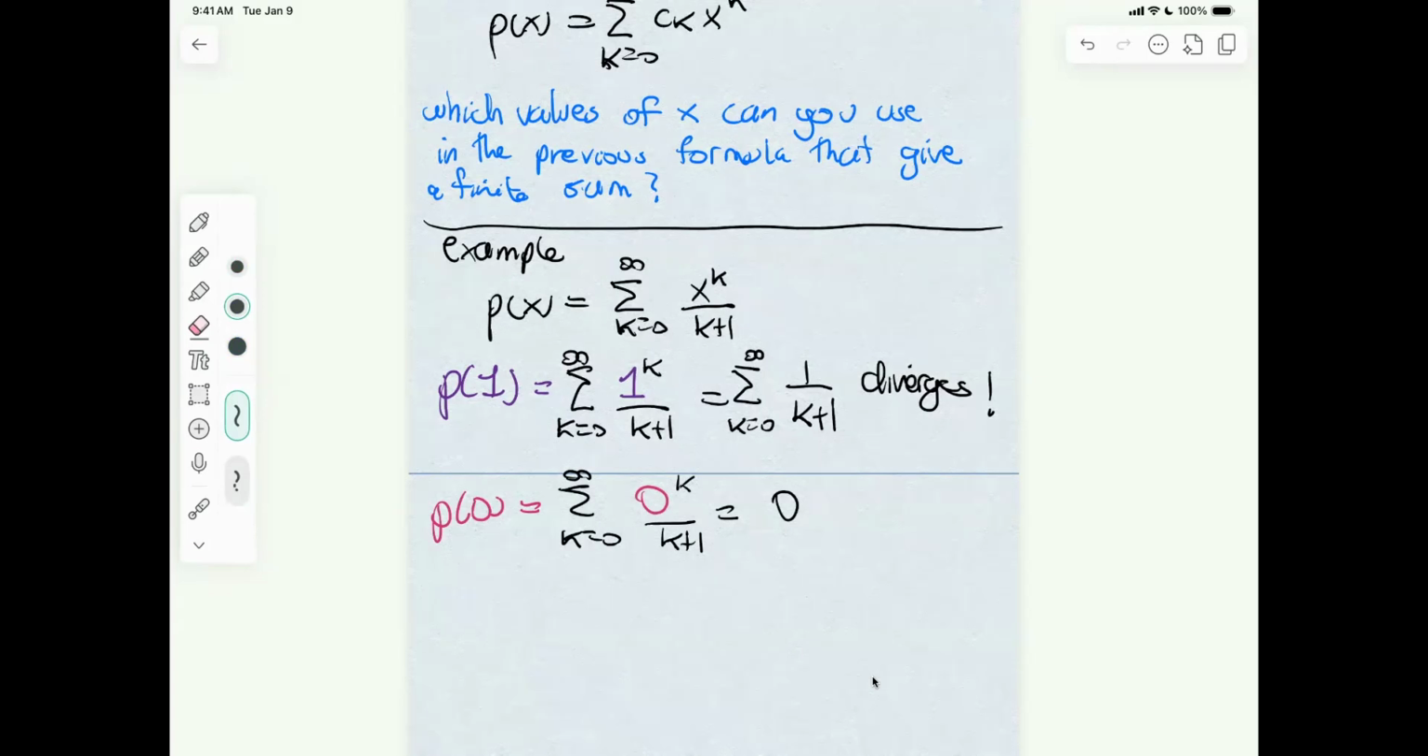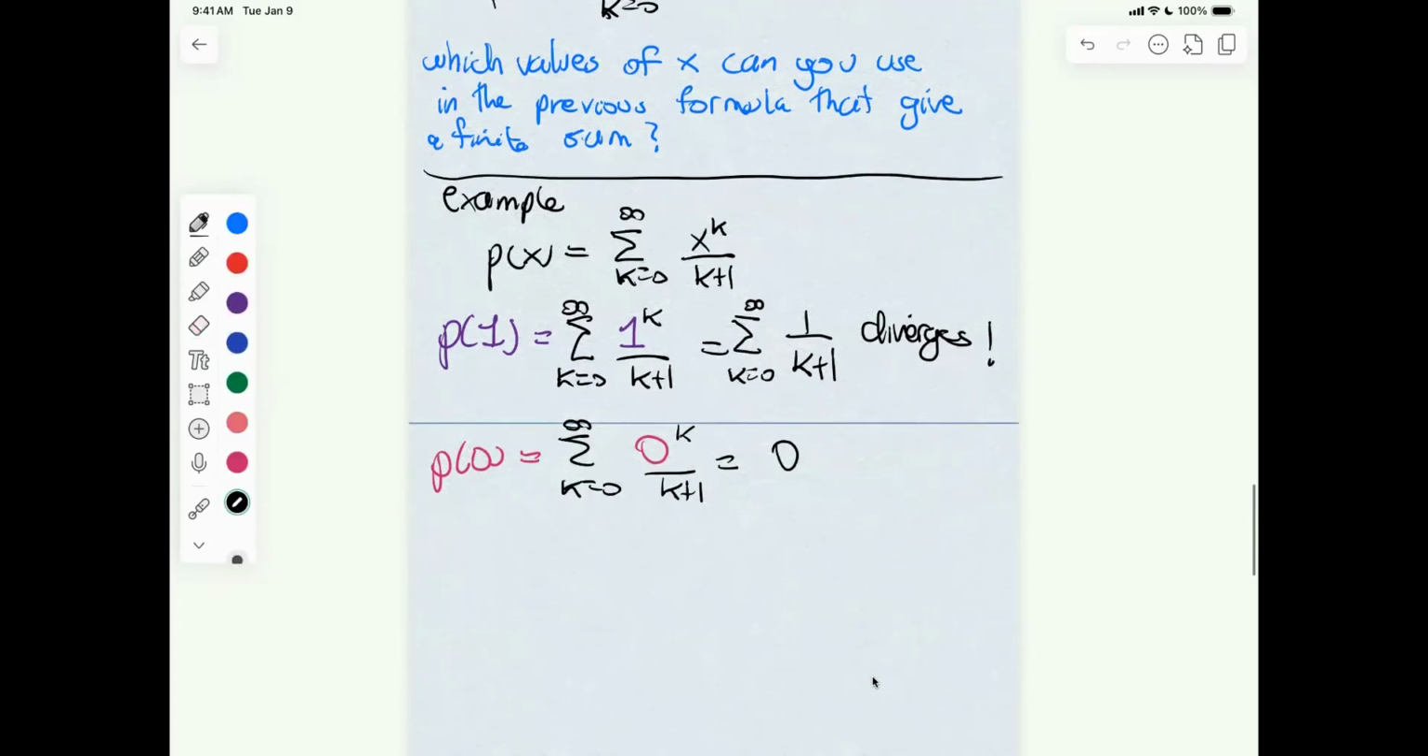So if you put -1 here, right? What happens if you put -1? You get -1 to the k over k plus 1. And what can you say about this? This one is finite, and why is that one finite? Yes. Ready? What's this alternating series test thing? So this is finite because of the alternating series.